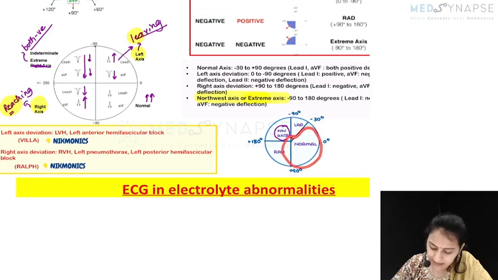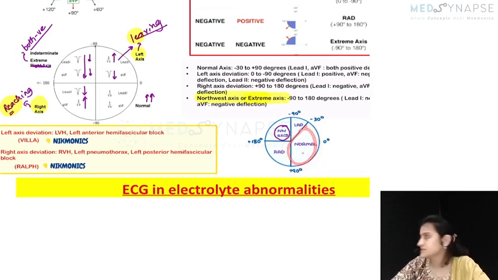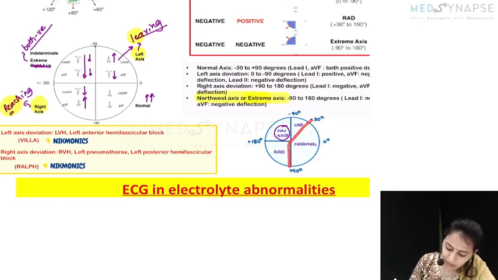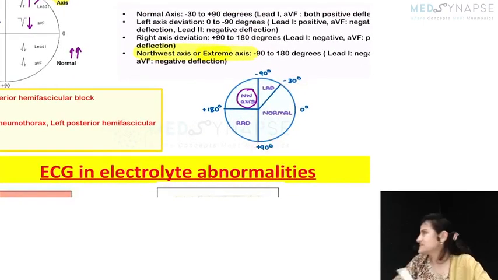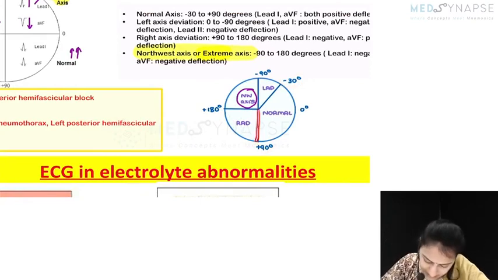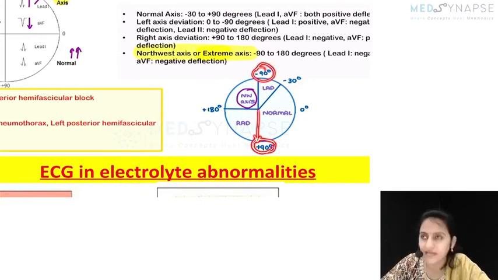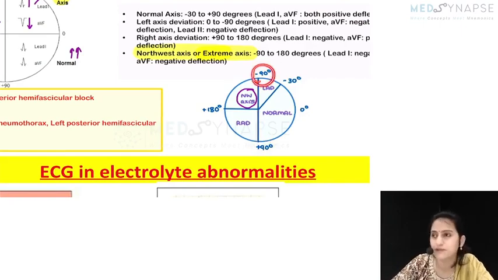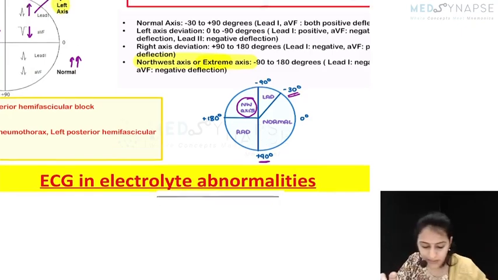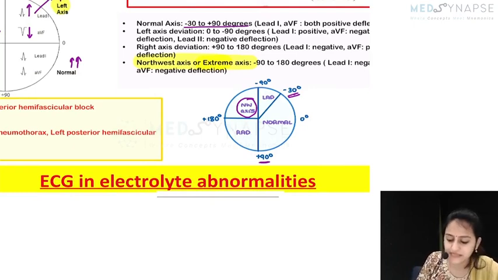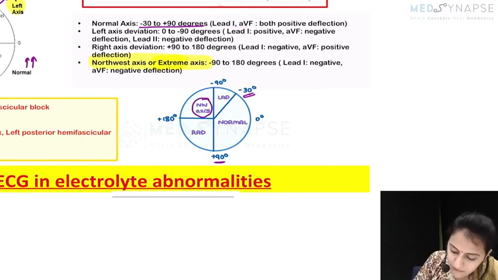So normal is like this. Okay, this यहाँ पे जो है, this is the normal. So what is the normal axis? Between what values? Minus 30 to plus 90. Remember that नीचे जो है ये है plus 90, जो ऊपर है ये minus 90. ऐसा नहीं है यहाँ कि जो ऊपर है वो plus है. It is उल्टा. नीचे वाला plus 90 and ऊपर वाला is minus. So the normal axis is minus 30 to plus 90. Lead 1 and AVF you check for, both positive is normal.